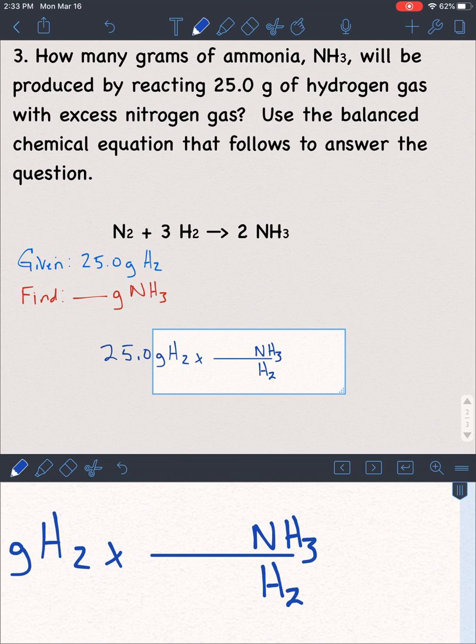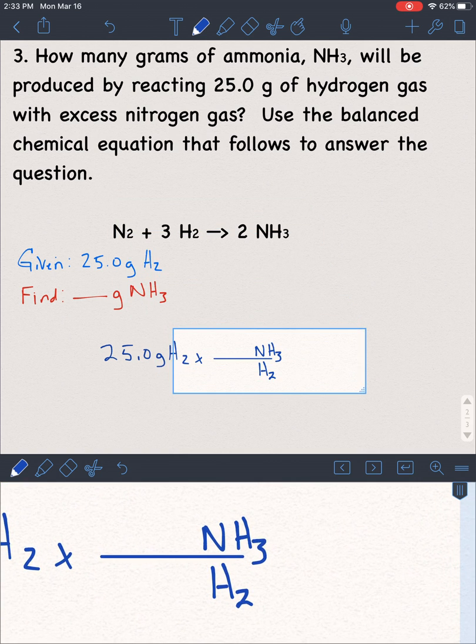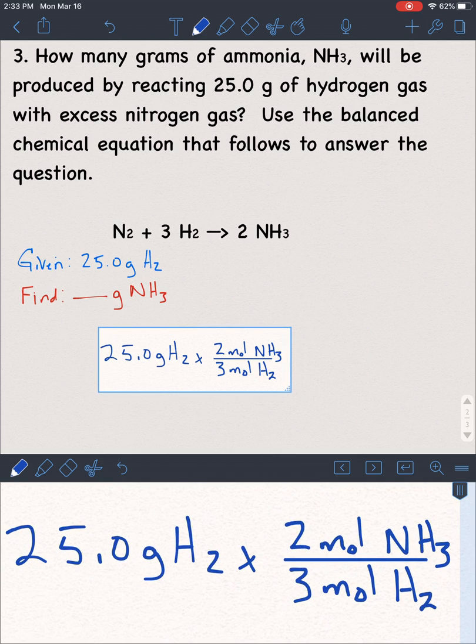So, knowing that I can change from hydrogen into ammonia by going to a mole ratio, I find a mole ratio from a balanced chemical reaction. I know that I can say, 2 moles of ammonia is going to be produced for every 3 moles of hydrogen gas. That is a ratio, a recipe that allows me to convert from one substance to another using mole ratios. So it looks like I can solve this question. Let's start doing the math.